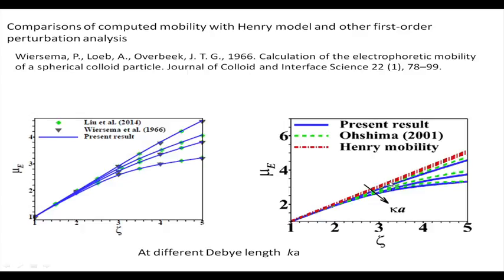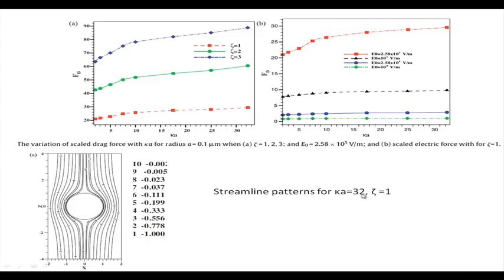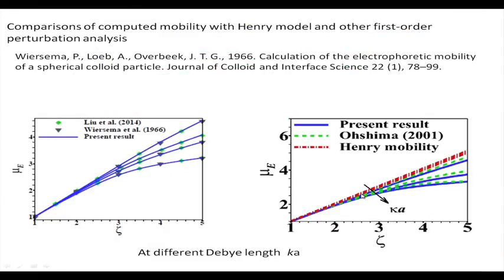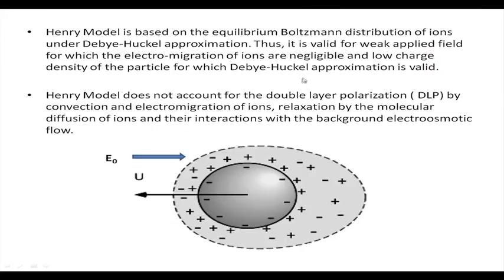But the Henry model, which is the linear model, deviates to a large extent, particularly when the Debye length becomes thick and zeta potential is high. Now, when the Debye length is not thin, then the deformation or the Debye layer polarization become very important aspects.